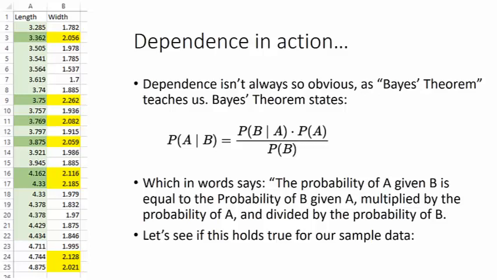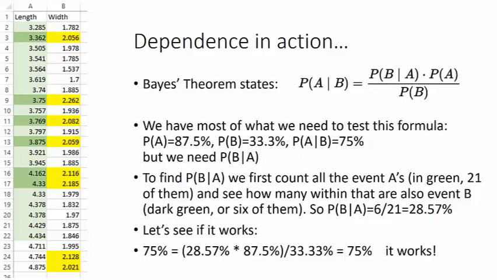So in words, the probability of A given B is equal to this formula. Let's see if it holds true for our sample data. Let's go ahead and calculate these things. Bayes' theorem says the probability of A given B is equal to the probability of B given A multiplied by the probability of A, divided by the probability of B. We have most of the values we already need to test the formula. We already know that the probability of A, just independently, is 87.5%, and the probability of B independently is 33.3%. Also, we earlier calculated the probability of A given B was 75%.